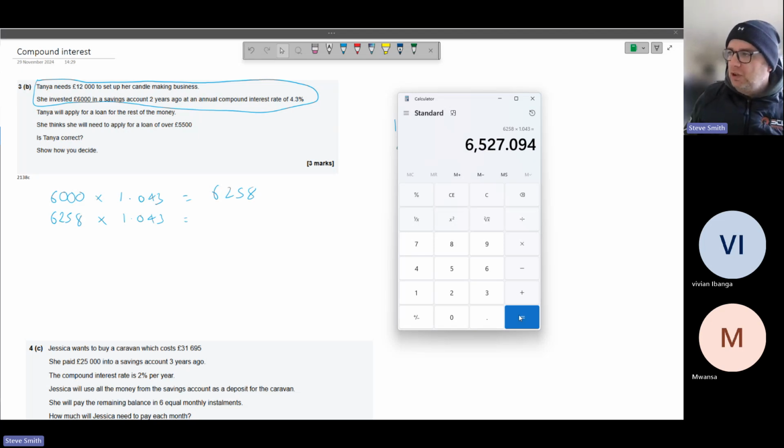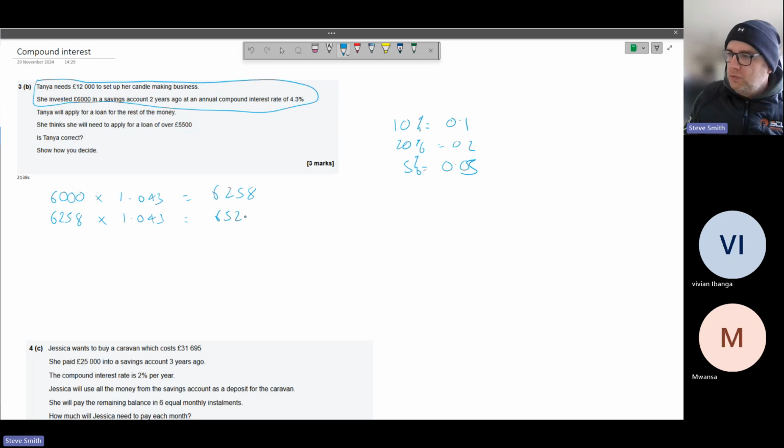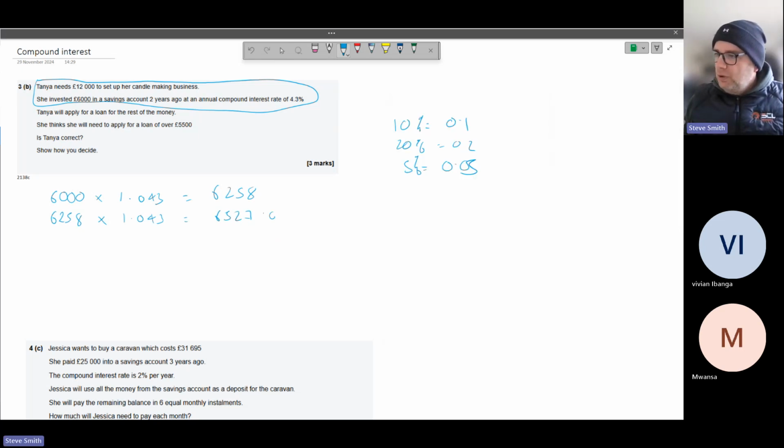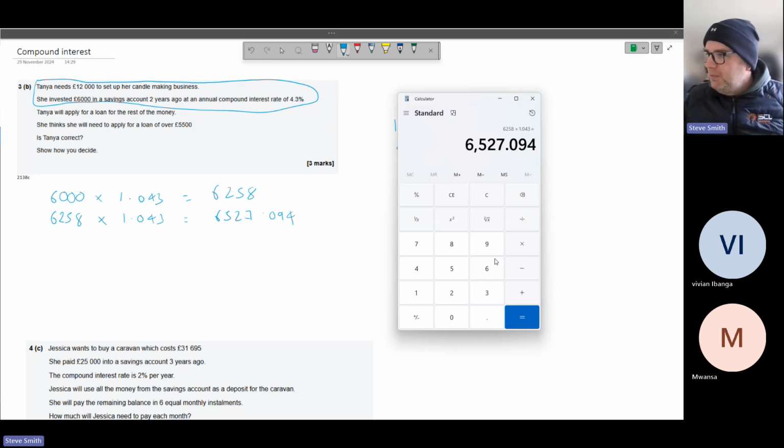So 6527.094. Okay, and if we did mess our calculator up, we're just going to go 6258 times by 1.043 equals, and it's still the same number.